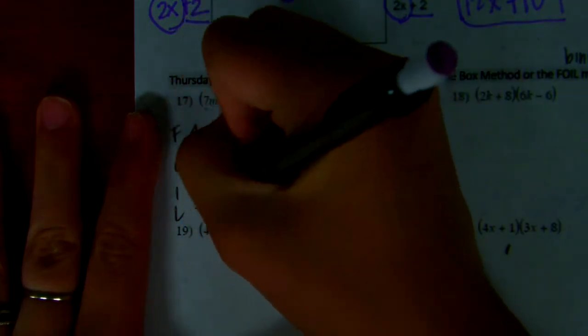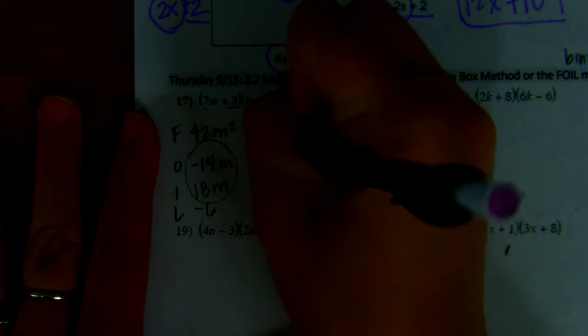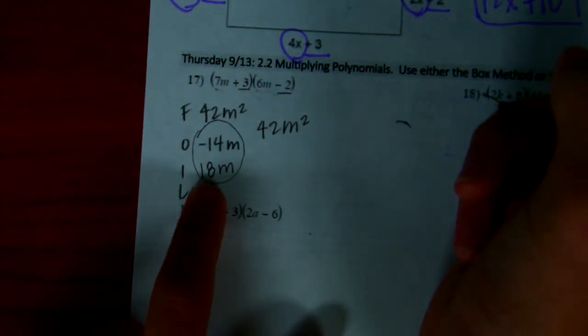My like terms are my outside and my inside. In total, I get 42m squared. Negative 14, this is a positive 18m, therefore I add. Negative 14 plus 18 is positive 4m minus 6.